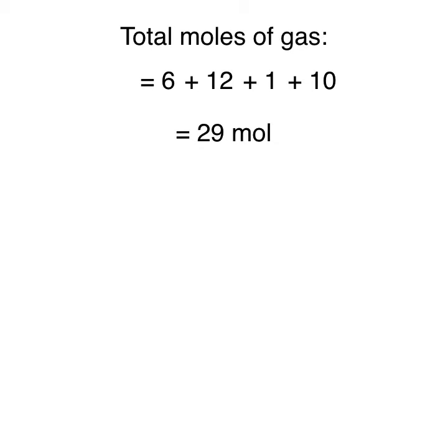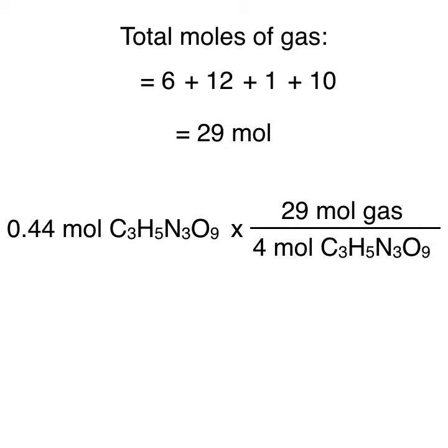We can now use this to determine how many moles of gas are actually produced in our example. We do this by multiplying our 0.44 moles of nitroglycerin by the mole ratio from our equation, 29 moles of gas for every 4 moles of nitroglycerin. The moles of nitroglycerin cancel out, and we're left with 3.19 moles of gas produced.